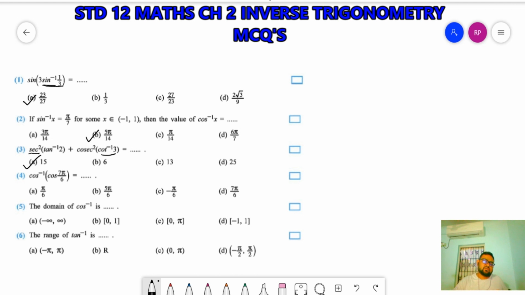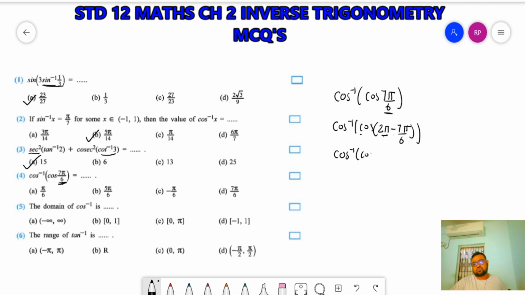Fourth, cos inverse cos 7 pi by 6. Now see, the range of cos inverse is 0 to pi, and 7 pi by 6 does not lie in the range 0 to pi. So what I will do, I need to bring this 7 pi by 6 into 0 to pi. So I will convert this into 2 pi minus 7 pi by 6. See, I have taken a 2 pi shift, so it will be cos, and 2 pi minus, so it will be in the fourth quadrant. So this will be again positive, so it will have the same value.